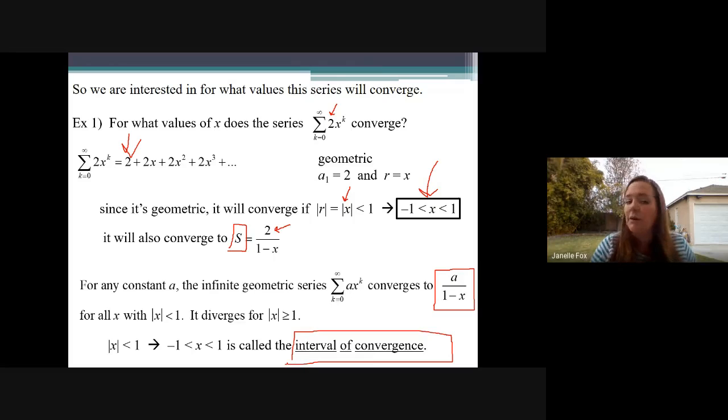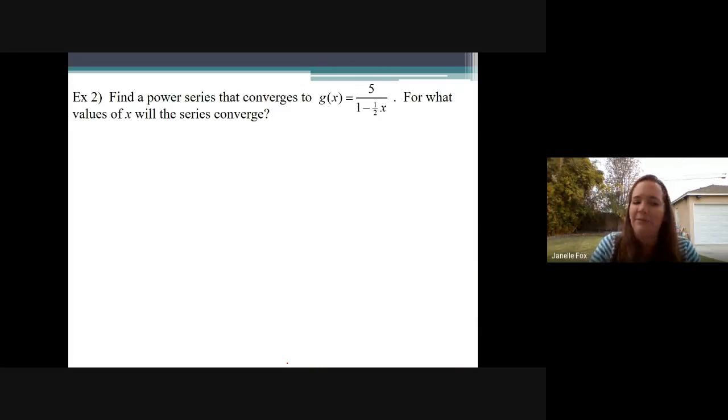I decided to change my page turning to a different sound. Here's the page turn sound. That's so fun. And we're going to try example number 2.